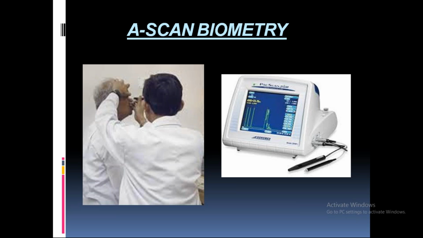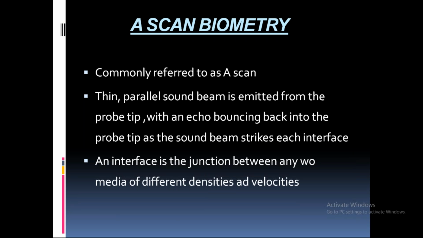The A-scan biometry, commonly referred to as A-scan. A thin parallel sound beam is emitted from the probe tip, with an echo bouncing back into the probe tip, and the sound beam strikes the interface.